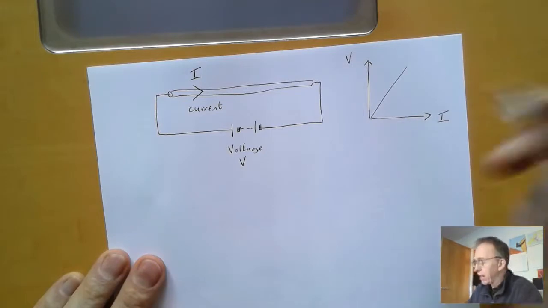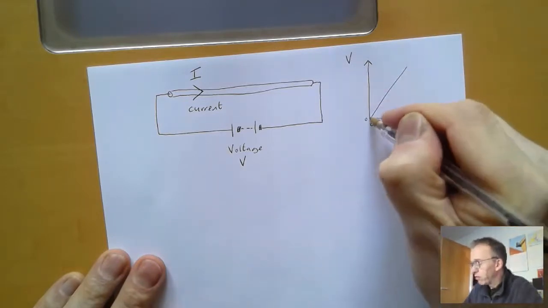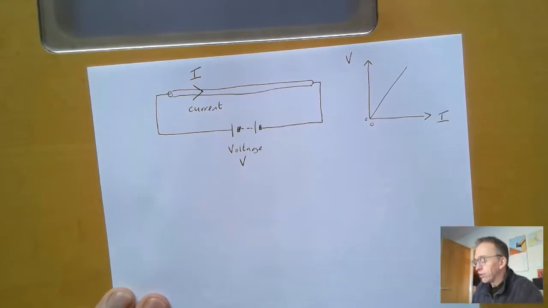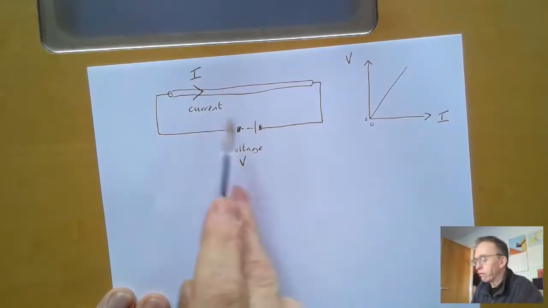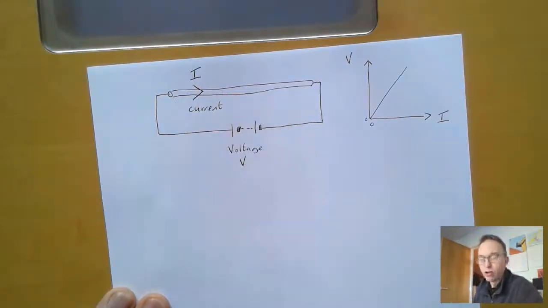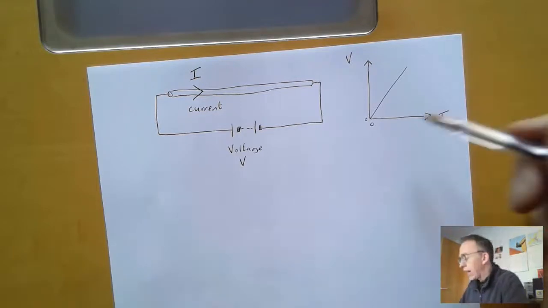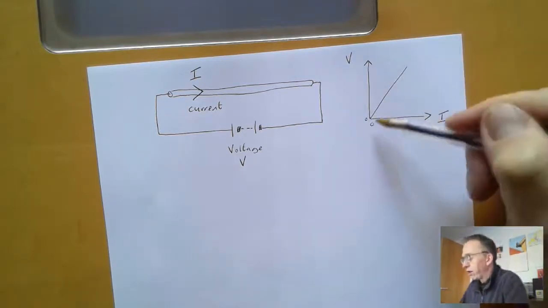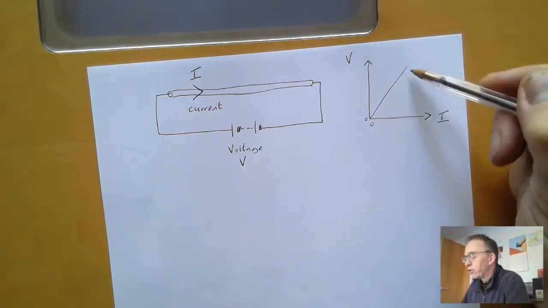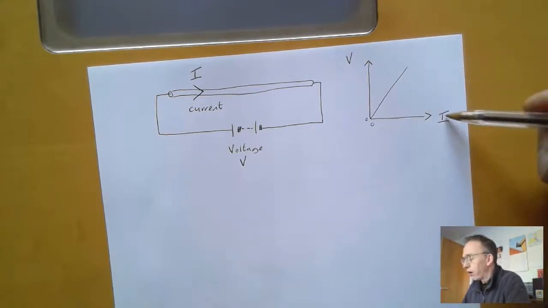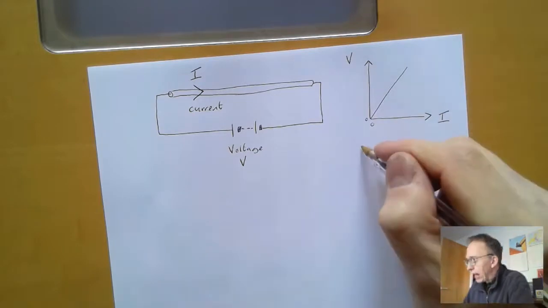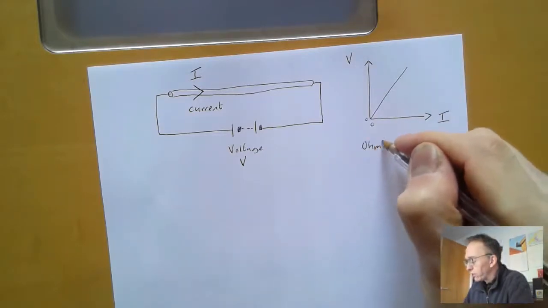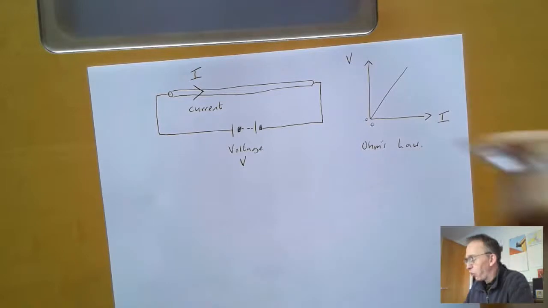It was a straight line passing through the origin. Now, that told us that as the voltage that we apply increases, so the current that flows through the wire also increases. But furthermore, as the voltage increases, the current increases in proportion to the voltage applied. So the current is directly proportional to the voltage. And that result is known as Ohm's law.